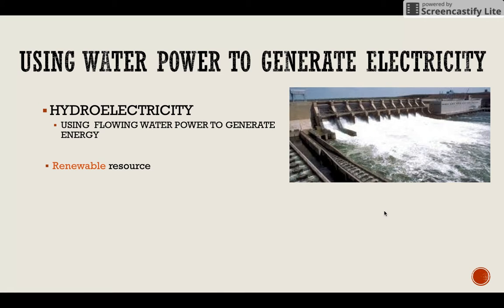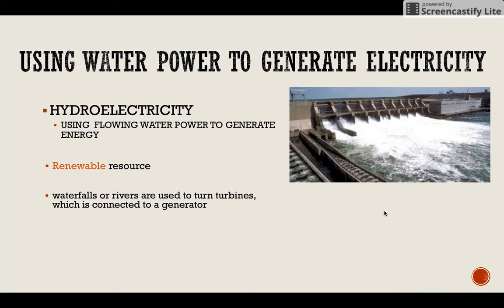So hydroelectricity, because it's using water, is considered a renewable resource. The water is continuously flowing and it won't run out. So this is a resource that we can depend on over and over again. Now, just a note, if you're having trouble with the terms renewable and non-renewable resource, please turn to 474 in your textbook and copy down those two definitions for your notes.